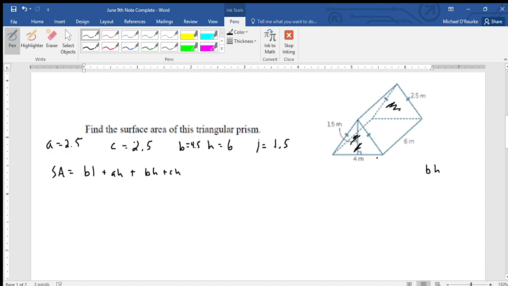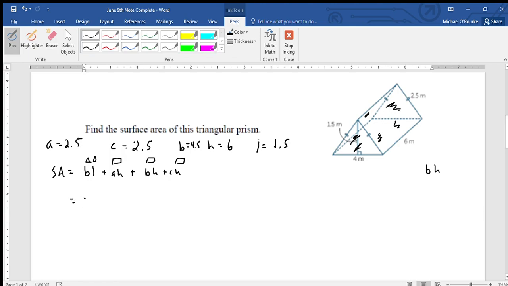This is B times H. C times H would be this one over here. And then, not B times H, A times H, and this one here. So you're just doing those 3 rectangles. So essentially, triangle and triangle, 1 rectangle, 2 rectangles, and 3 rectangles. If you want to see where it's kind of breaking down there.